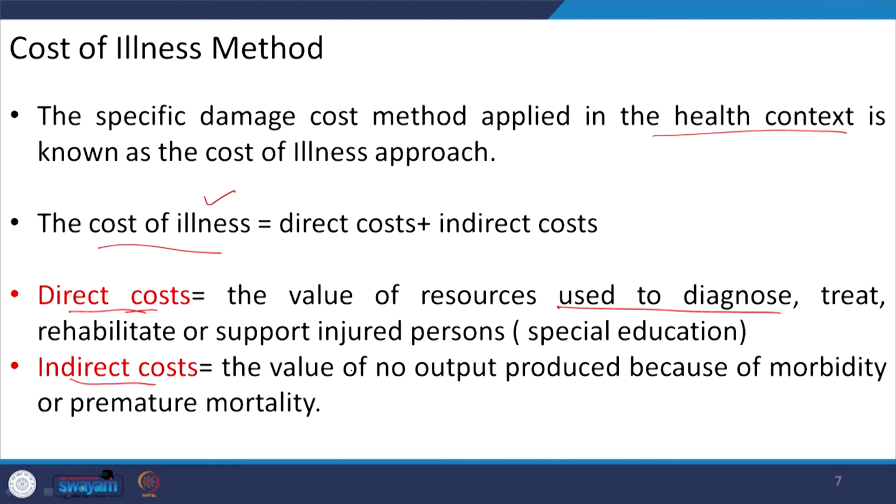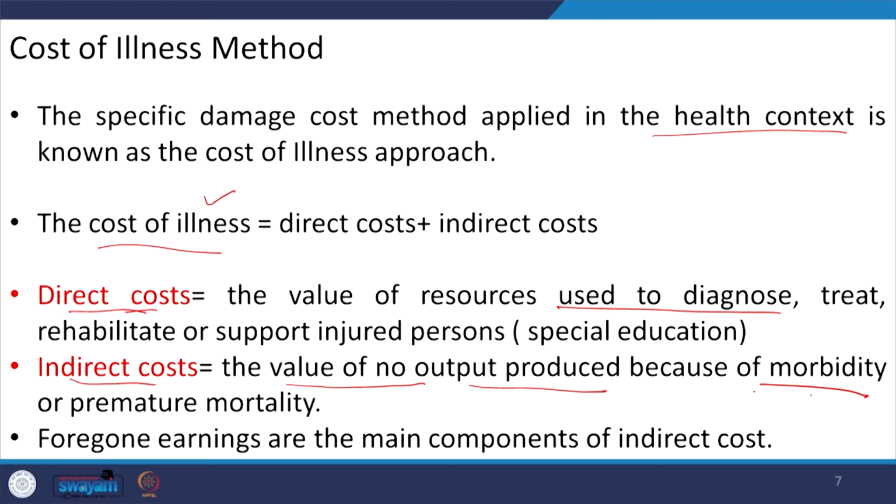So, obviously, this is the value of no output produced or reduced output produced because you are falling sick, that is the morbidity, or you face your death, right. That is a kind of premature mortality, because of which you are losing output produced. So, in a nutshell, for estimating the indirect cost, what we need to take into account is the foregone earnings, that means the earnings that you are not getting, right, because of either your morbidity or mortality.